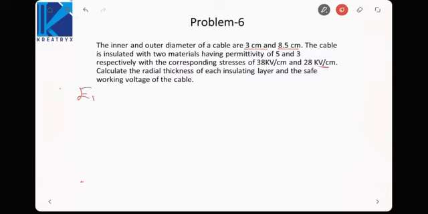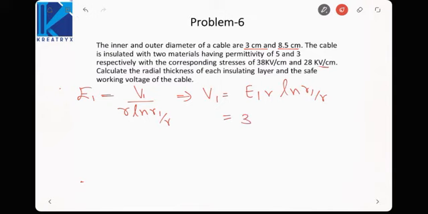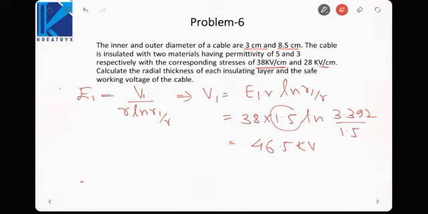Now, the other formula for the electric stress, or the maximum electric field, is in terms of voltage. Suppose the voltage of the first dielectric is V1, so E1 = V1 / (R ln(R1/R)). This implies V1 = E1 R ln(R1/R). E1 is 38 into 1.5 divided by ln(3.392/1.5). So this will come out to be 46.5 kilovolt. Since the unit is kilovolt per centimeter, I have substituted the radii in centimeters.